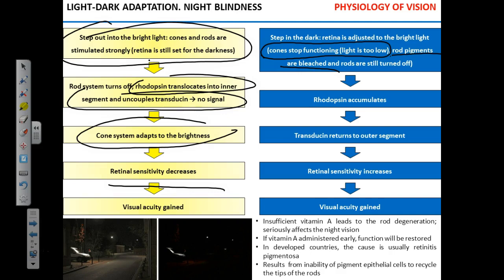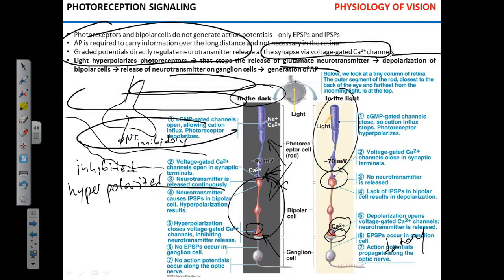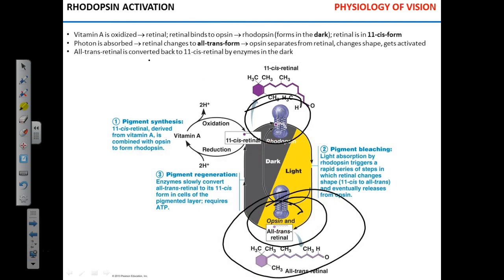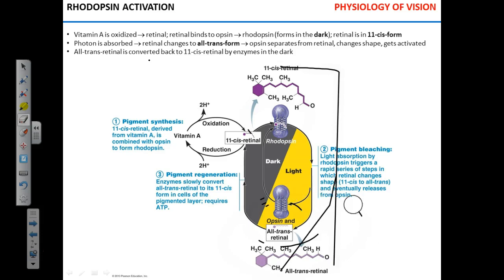Okay? Eventually, since now it is dark, rhodopsin will start to accumulate. Does that make sense? This process will happen. All trans retinal will be converted into the 11-cis retinal. 11-cis retinal will bind to the opsin component, and you're going to have your photopigment. Okay?